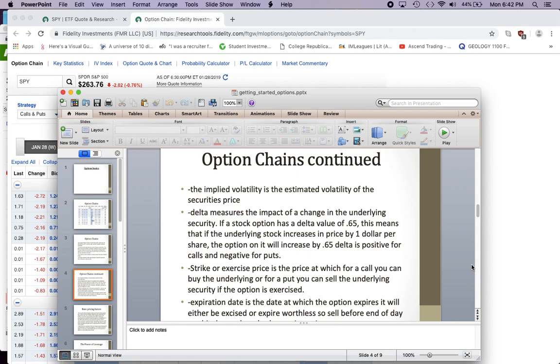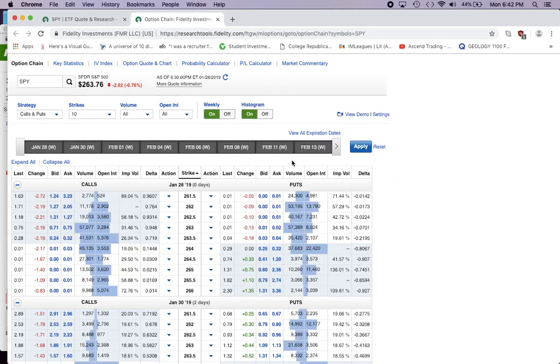And then we have the strike price. Strike or exercise price is the price at which for a call you can buy the underlying, or for a put you can sell the underlying if the security or option is exercised. So this is what we mean when we're talking about you want to buy 264 call options. If you were to exercise this, 264 is the price that it would be exercised at. It's the strike price. And that is the determinant, I'll go over later in the video, of whether the option is going to be in the money or out of the money.